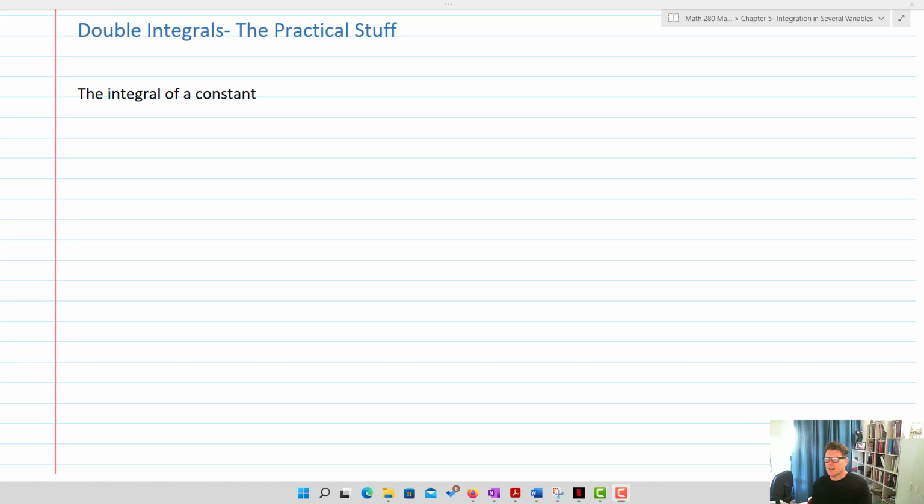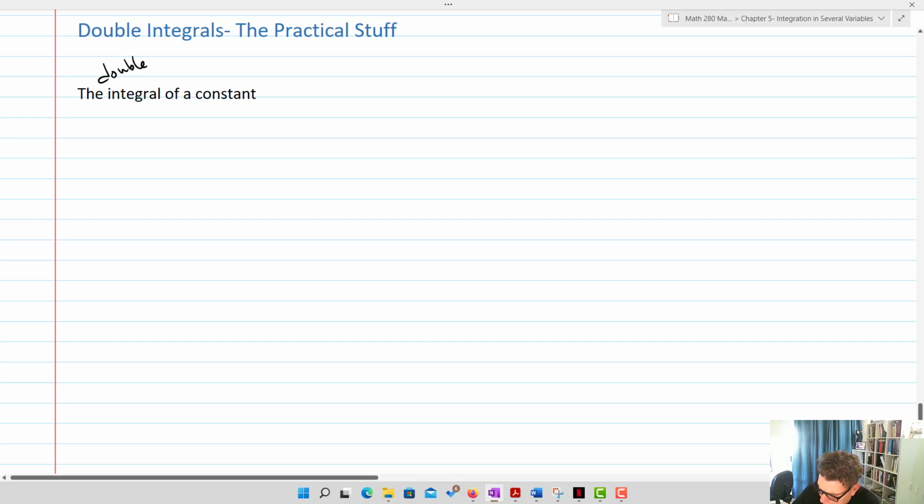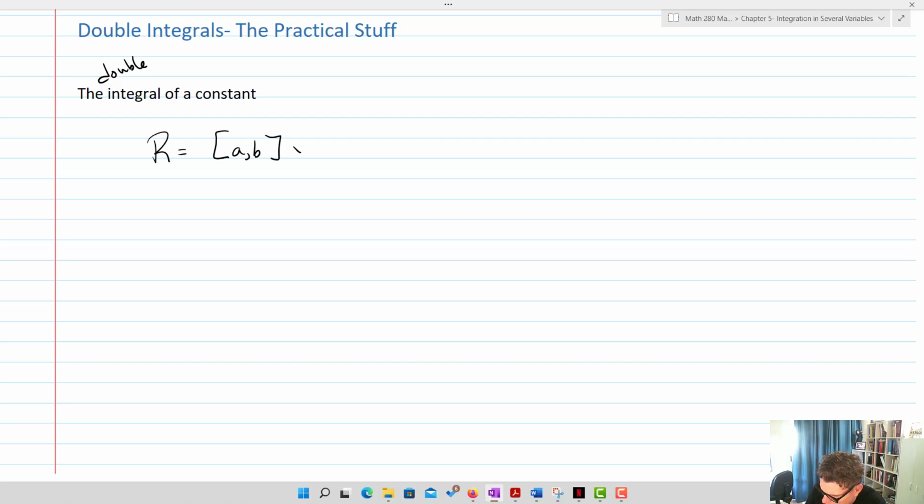So now let's start talking about double integrals, and we'll talk about some of the practical stuff. Let's start out with the integral of a constant, or the double integral of a constant. What we're looking at here, if we think about this theoretically, is a region R, and our region R is [a,b] cross [c,d].